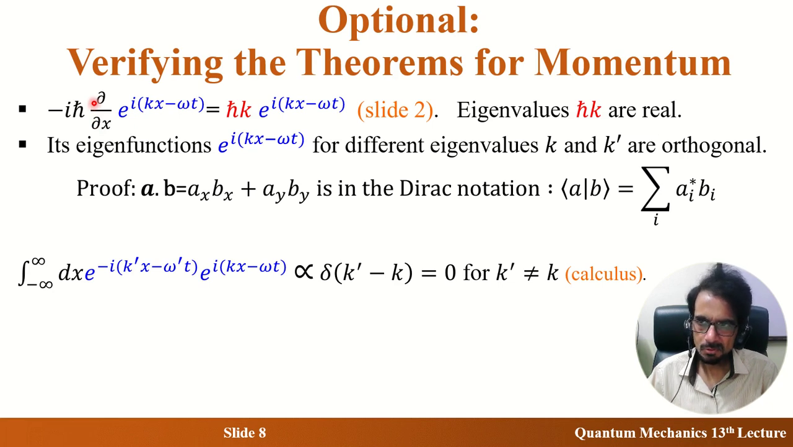That I only state as new information now. But what is not new is that I've told you that eigenvalues are real. And in case of momentum, you can verify: eigenvalues are h bar k, and they are real. That's theorem 1. Theorem 2 has been that eigenvectors, in the momentum case eigenfunctions, for different eigenvalues are orthogonal.